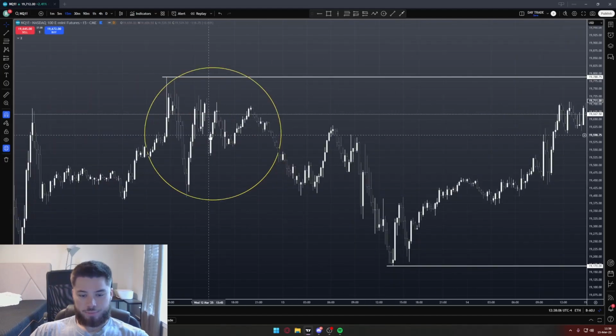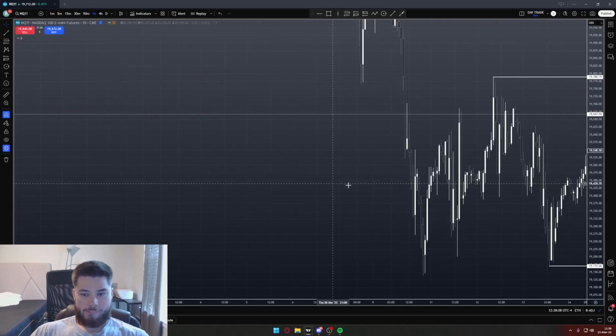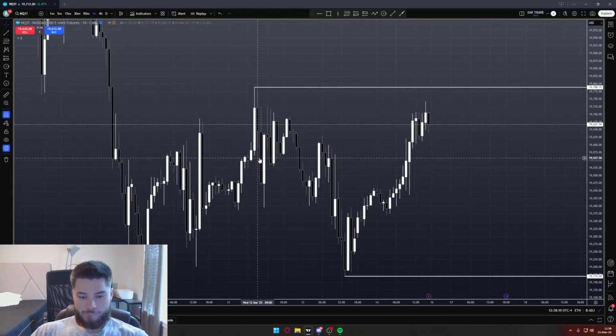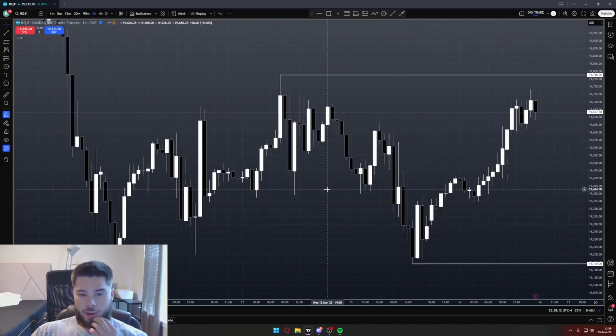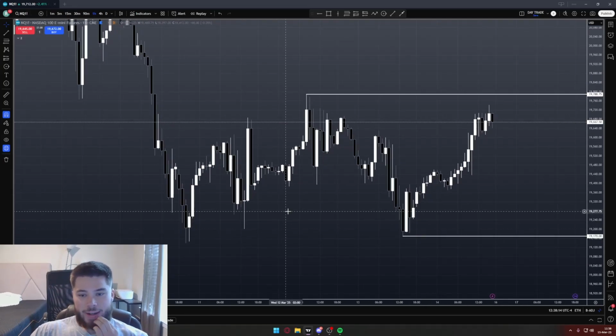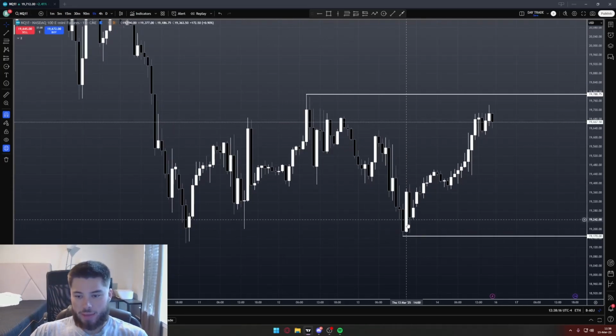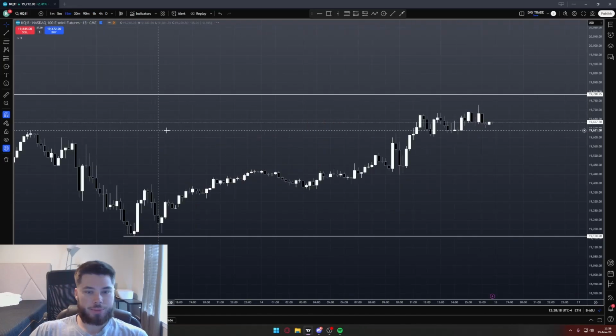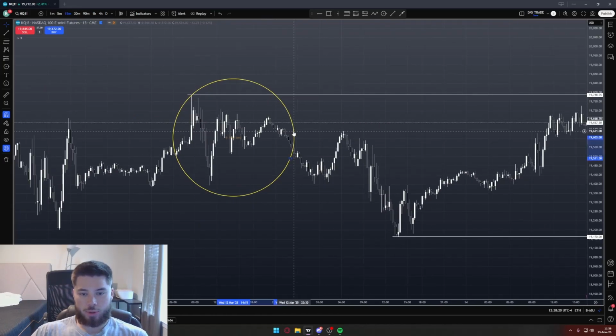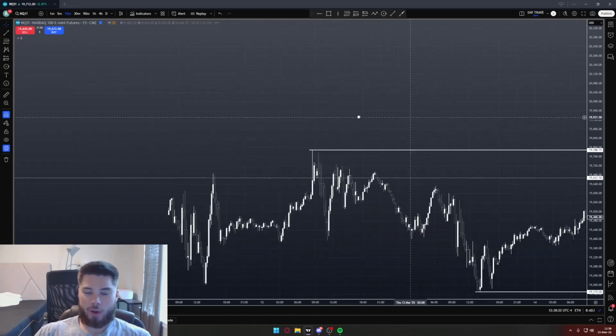where'd it go? 12th March. I don't know why it's not showing up. It's around right here. On a higher time frame, it doesn't really matter because we're still making that general trend. You get what I'm saying? So that's why I'm saying you have to make sure. It's called time frame alignment.